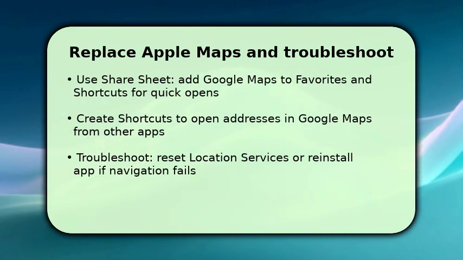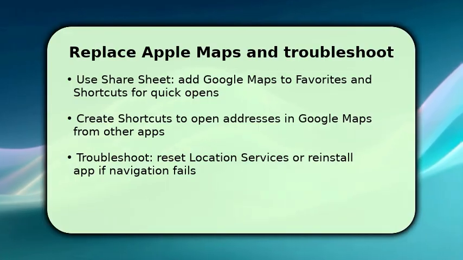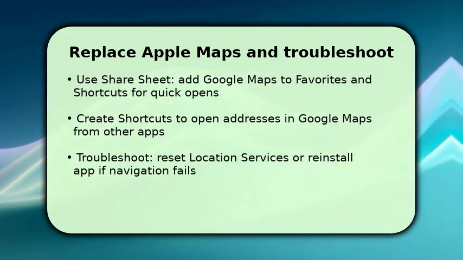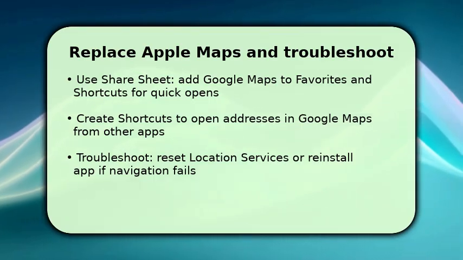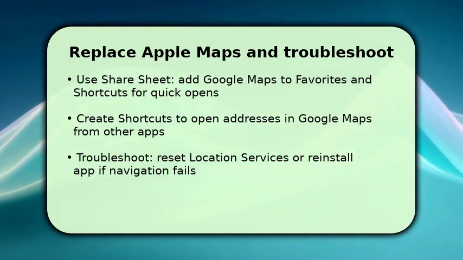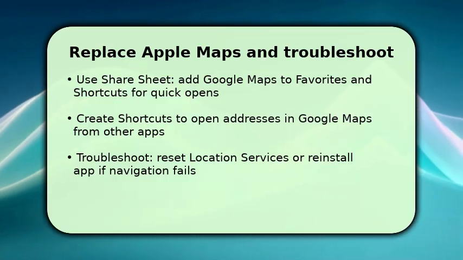Finally, replace Apple Maps workflows by adding Google Maps to your share sheet and creating shortcuts to open addresses directly in Google Maps. You'll test by tapping an address in Mail or Contacts and selecting Google Maps. Once it opens reliably, update any default links in apps you control.